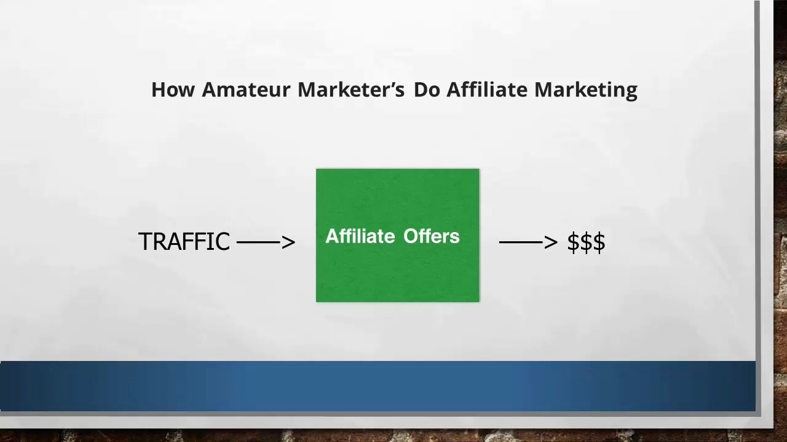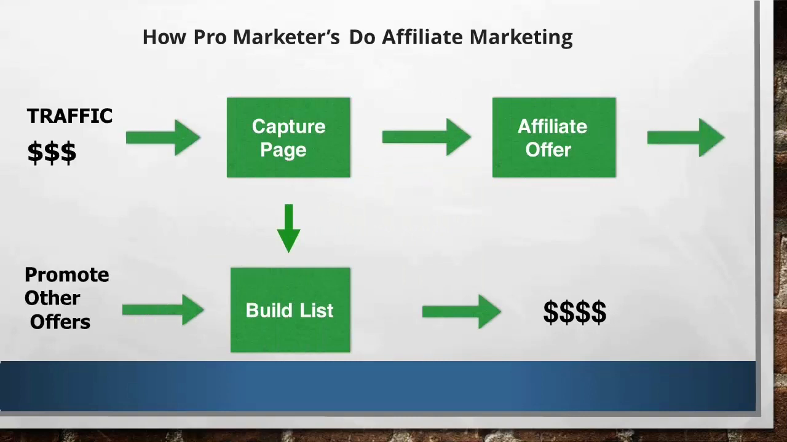But if this is the way newbie marketers do affiliate marketing, then how do pro marketers do it? Or better yet, how should you correctly be doing affiliate marketing? Here is how. Once you send traffic from any external sources, especially paid traffic like Facebook, PPC traffic, or solo ad traffic, you mustn't send it directly to your affiliate offer. Instead, you have to build a squeeze page in front of the affiliate offer.